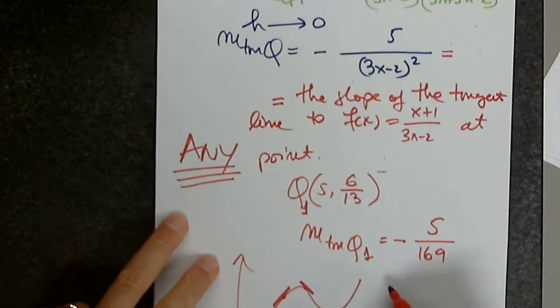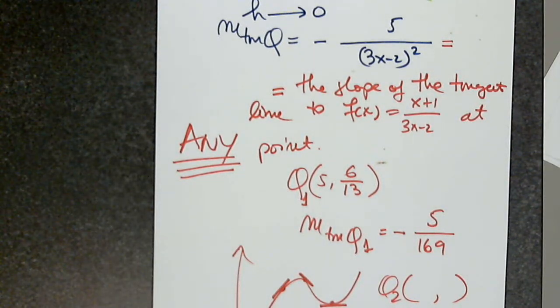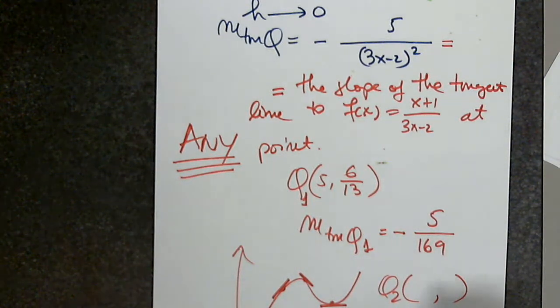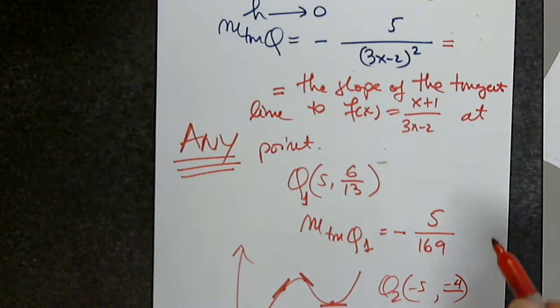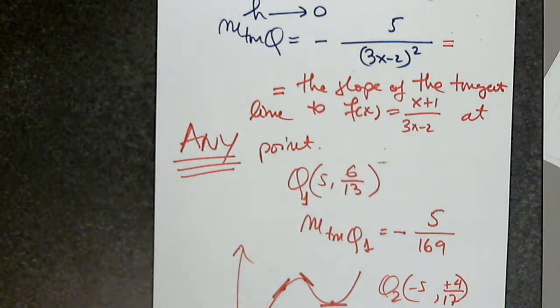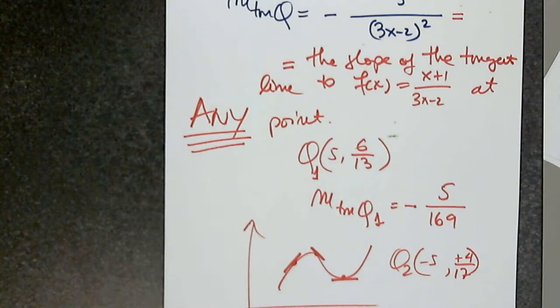Let's make one up, give me another ordered pair, so we can determine the equation of the tangent line to the graph of f of x at q2. Okay, so negative 5. Negative 5 plus 1 is negative 4. Negative 5, negative 15, negative 17, so 4 over 17. So can anyone now give us the slope of the tangent line to the graph of f of x at q2?